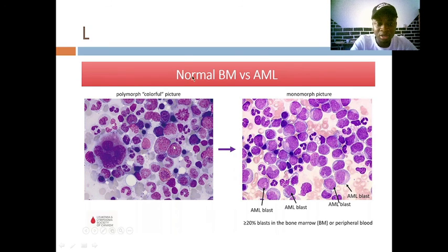Very important. So look at these two pictures. This is a normal bone marrow smear. This one even gives a clear picture of the monomorphic appearance. This is a monomorphic picture of the peripheral blood of an acute lymphoid leukemia patient. So this is a normal bone marrow, you have to see this. But in acute myeloid leukemia, you are going to see this.